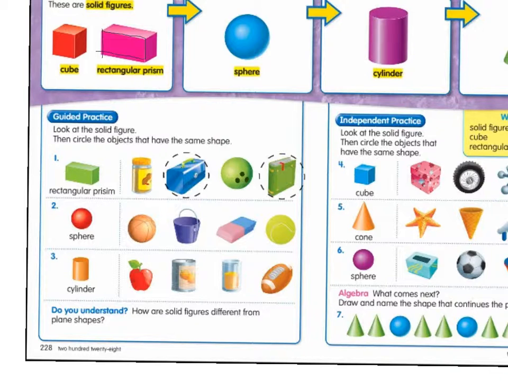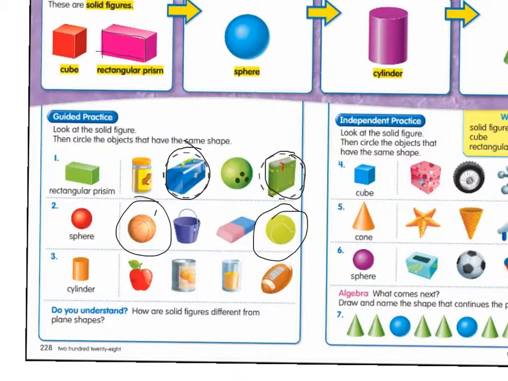Looking at these shapes right here, what does the rectangular prism look like? Well, it looks like this toolbox right here. It also looks like this book. The book is just kind of standing up, so it's kind of a different form than that. Number 2, what does your sphere look like? Well, it looks like a basketball for sure. It also looks like a tennis ball for sure.